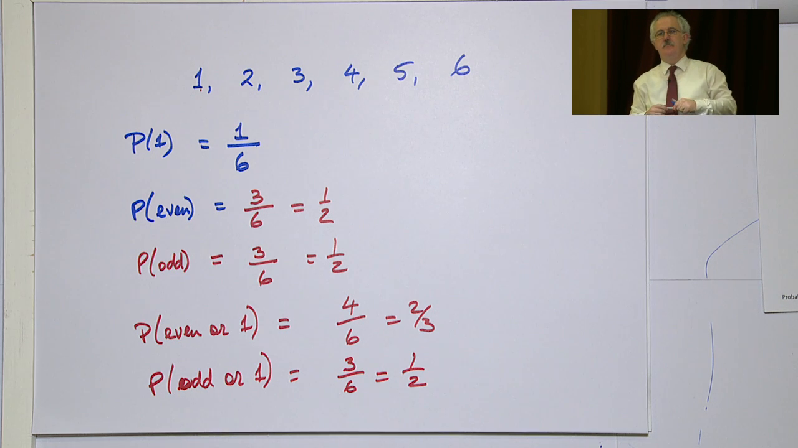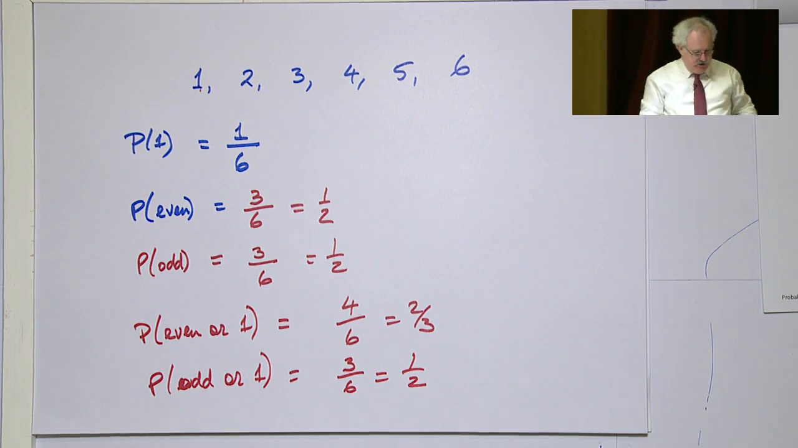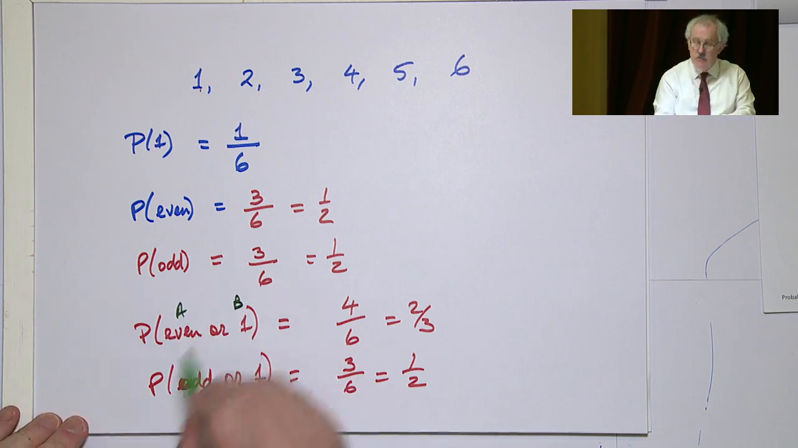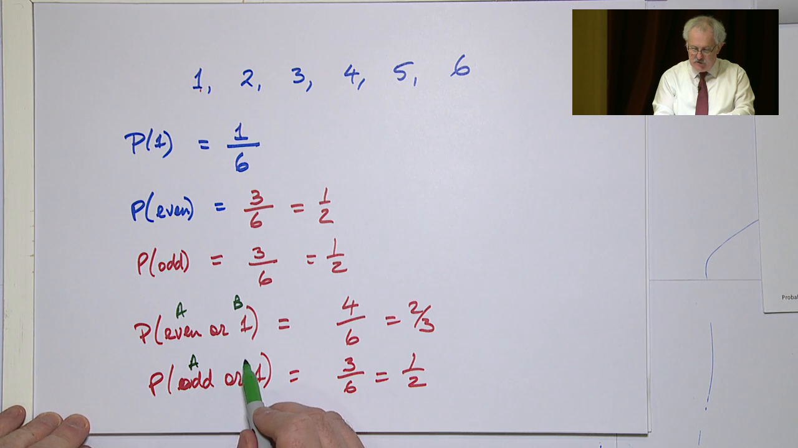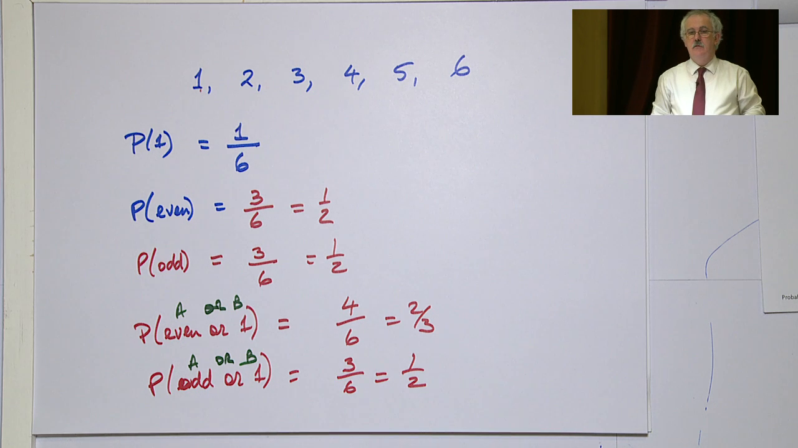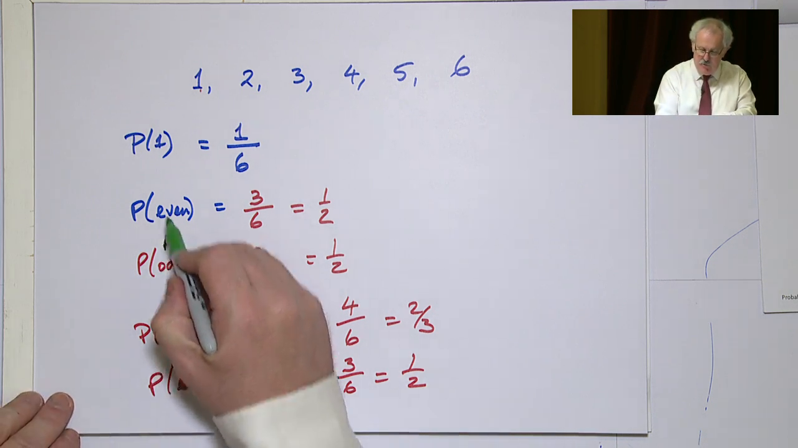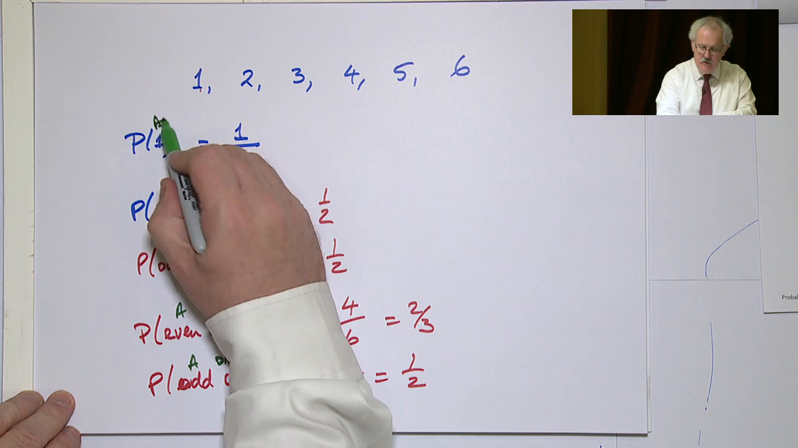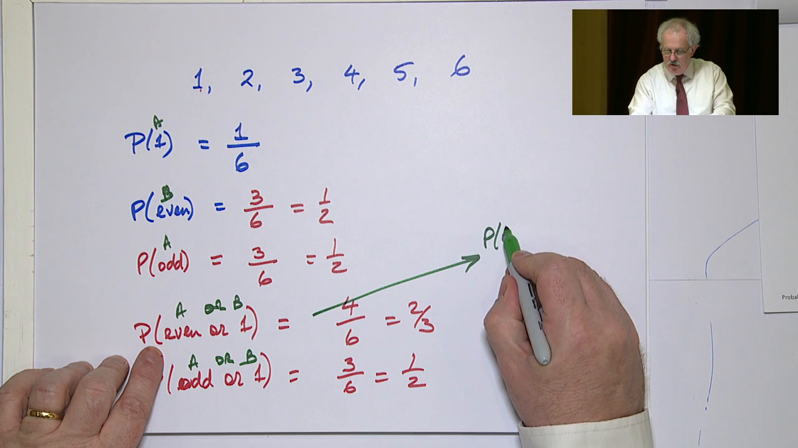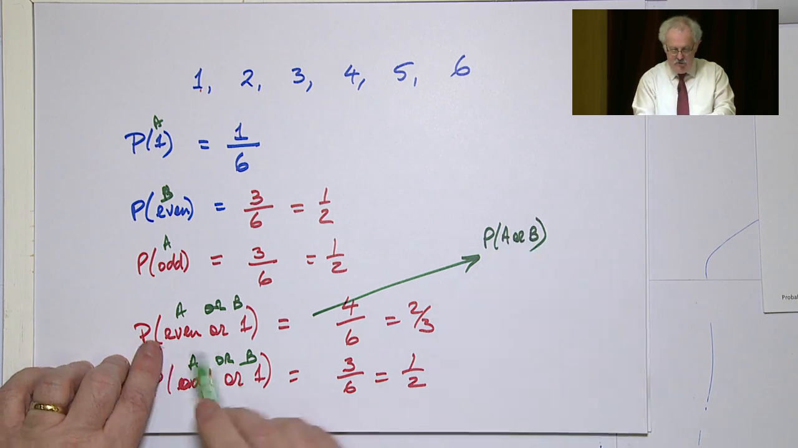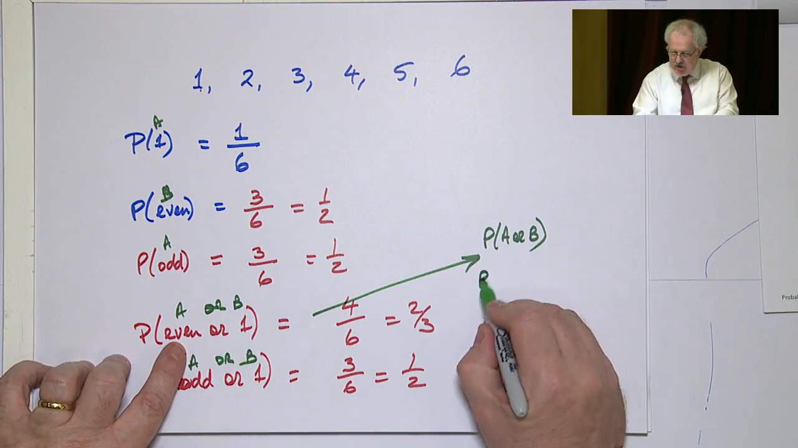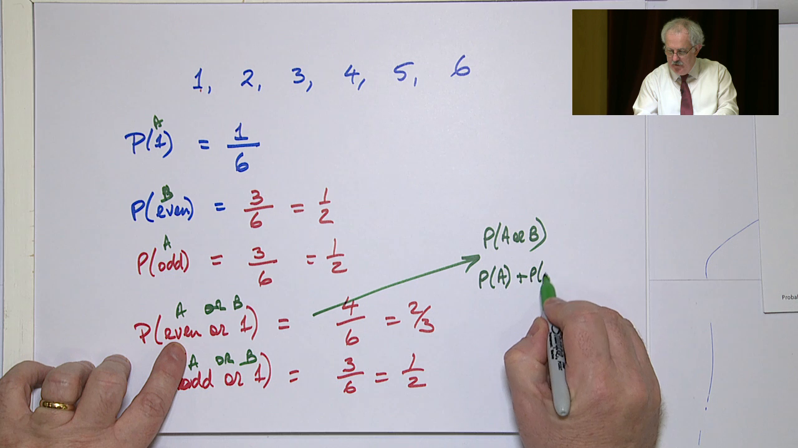Is that okay? Now, what we found here is that this is called A and this is called B, with an or in the middle. And this is called A or B or whatever we want to call it. Now watch this for a moment. In this situation here, P(A or B), A or B for even or 1, is that okay? Just using A or B, turned out to be P(A) plus P(B).